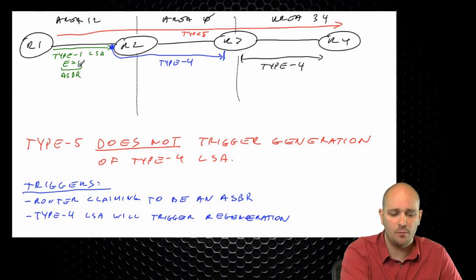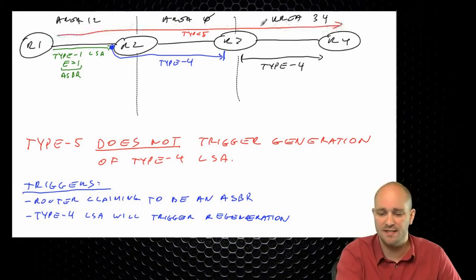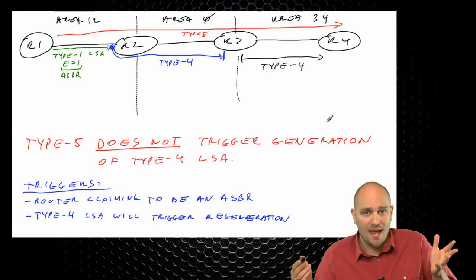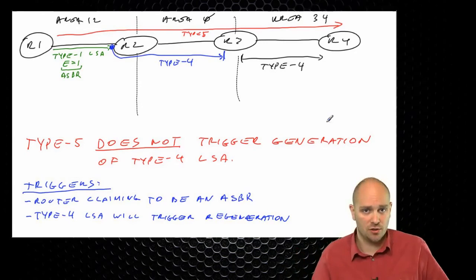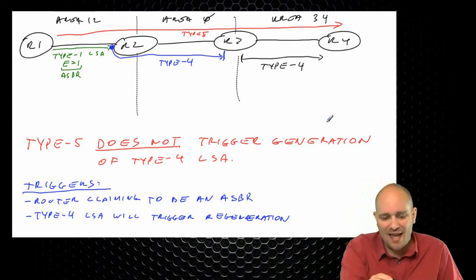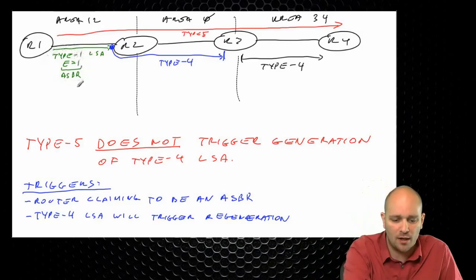Now, this is very important because if this wasn't the case, remember that we could have 5,000 of these type 5 LSAs. Which one of these type 5s actually triggers the generation of type 4? Well, it's none of them. It's not the first one, it's not the last one, it's not the 15th one. It's actually an updated type 1 information.